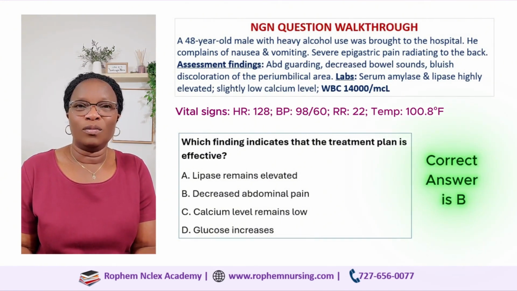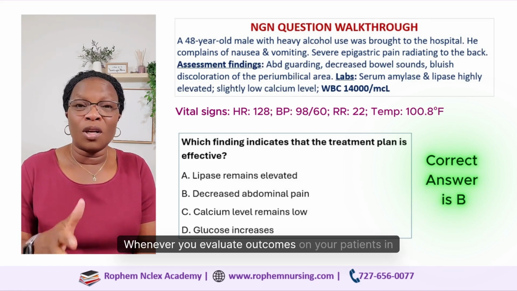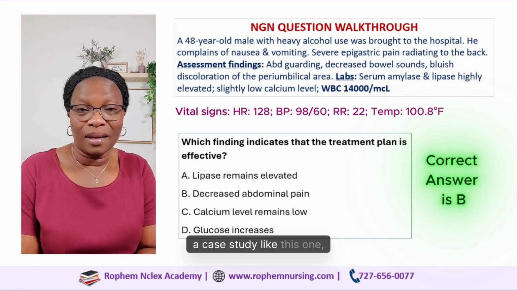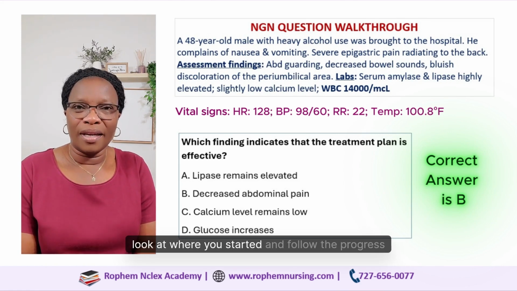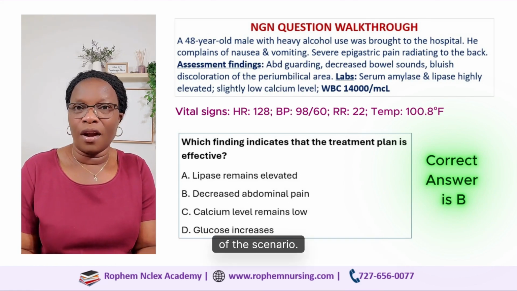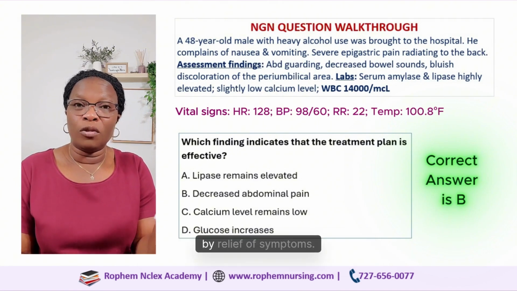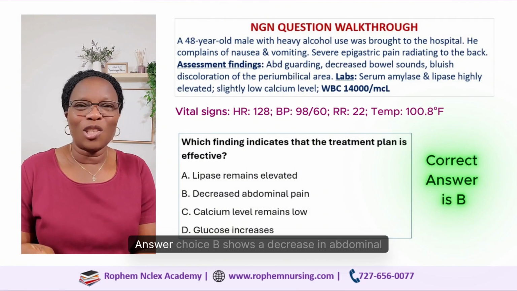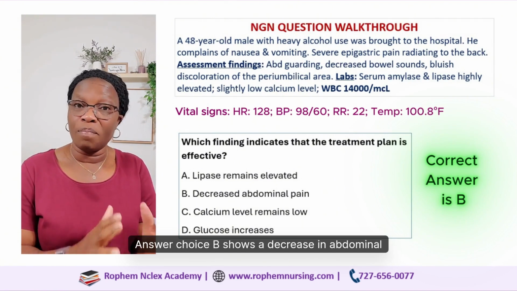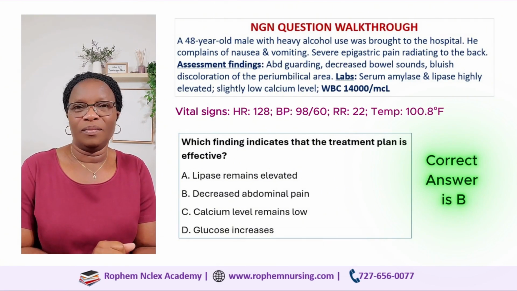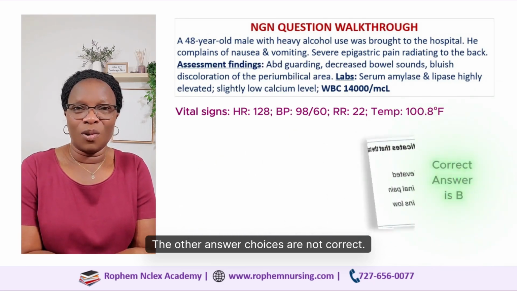Let's break it down. Whenever you evaluate outcomes on your patients in a case study like this one, look at where you started and follow the progress of the scenario. Look for clinical improvement, which will be reflected by relief of symptoms. Answer choice B shows a decrease in abdominal pain. That's an improvement. The other answer choices are not correct.